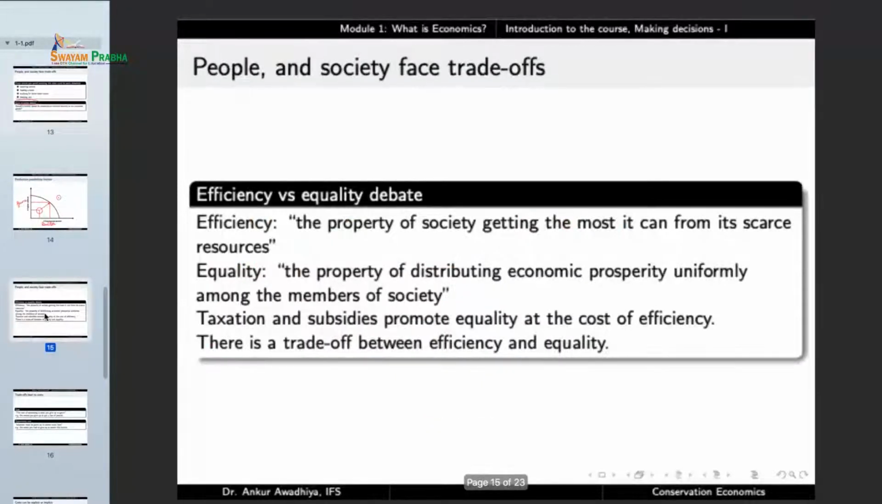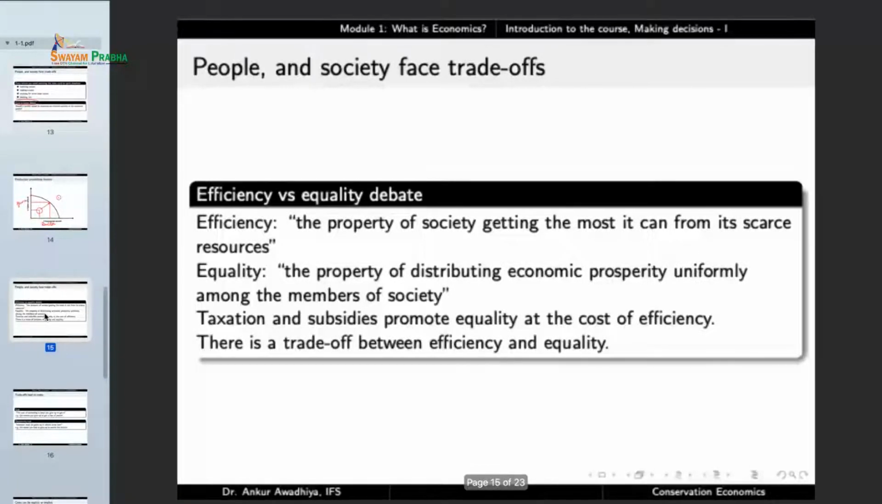And when we talk about the trade-offs, we have this trade-off between guns and butter. We have the trade-off between efficiency and equality. Now, efficiency is the property of society getting the most it can from its scarce resources.